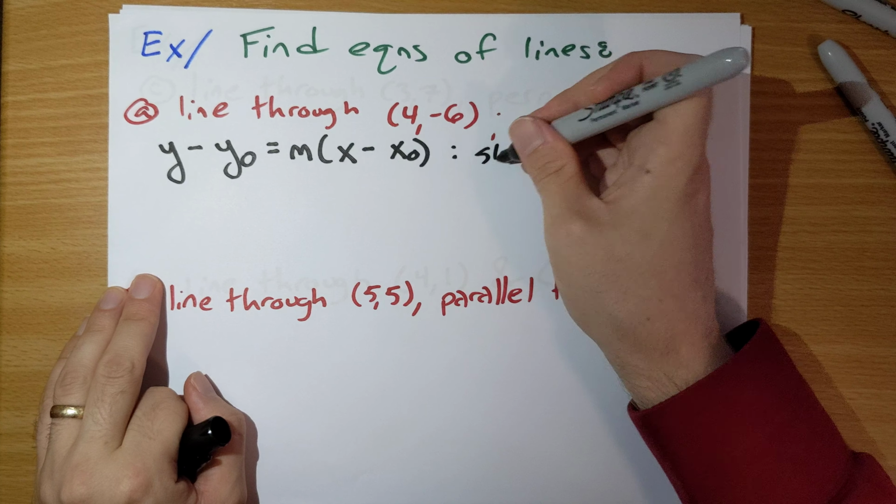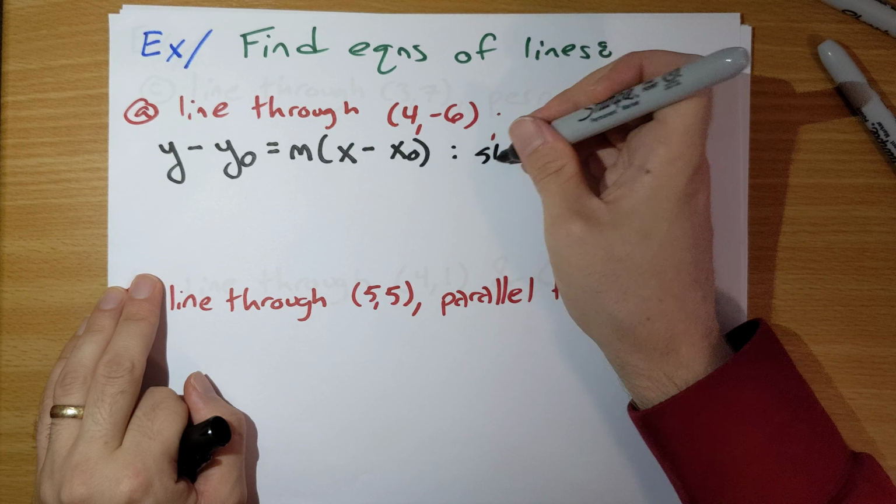Next, a line through the point (5, 5) parallel to the line 2x minus 4y is equal to 3. So we have a point. This is going to give us the slope here. How do we come up with the slope from this? Well, let's manipulate this a little bit.